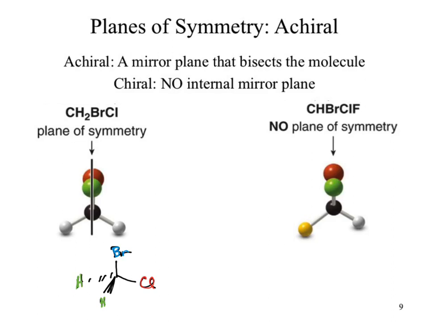All right? If we move over to the other one, we've changed one of those hydrogens into a different atom. Now we have 4 distinguishable groups. There's not going to be an internal mirror plane. Okay? So chiral atoms, no internal mirror plane. Achiral atoms, internal mirror planes.